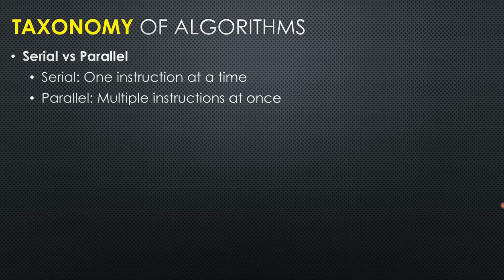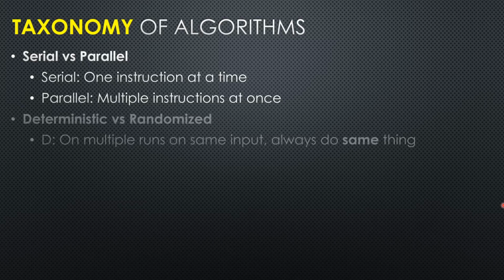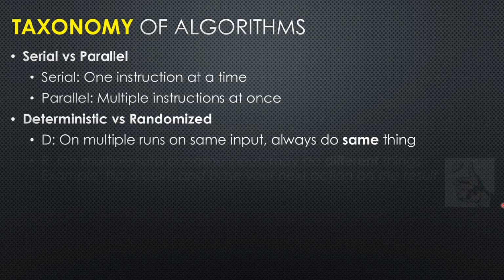So let's talk first about serial versus parallel or concurrent algorithms. In a serial algorithm, you have a single thread of execution that's executing one instruction at a time. In a parallel or concurrent algorithm, you have multiple threads of execution that are executing multiple instructions at the same time concurrently. And then there's this question of deterministic versus randomized. So a deterministic algorithm always produces the same output when you give it the same input. So if you repeatedly run a deterministic algorithm on the same input, it's always going to perform the same sequence of steps and produce the same output.